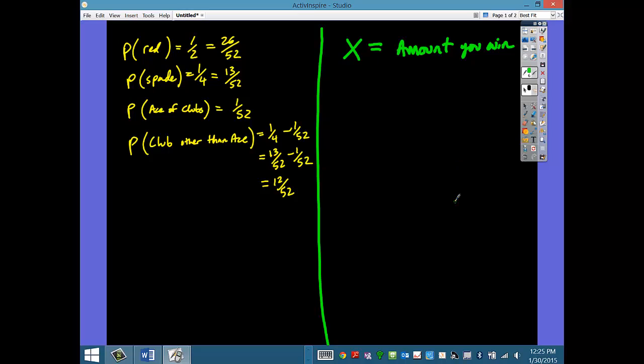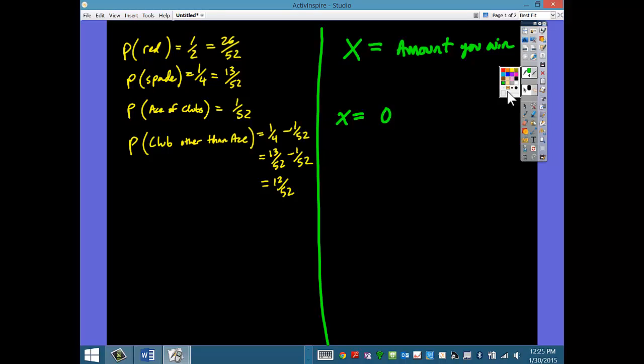So this is a numerical outcome. That's what a random variable has to have. It has to be something that comes out to a number. Okay, so what can X equal? Well, let's read this again. It says I could either win nothing, so X could equal 0.